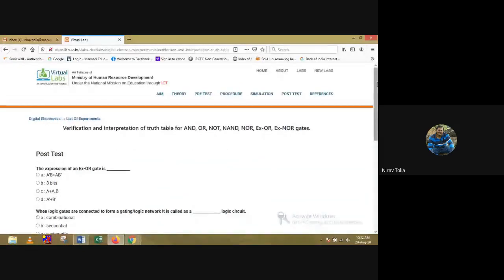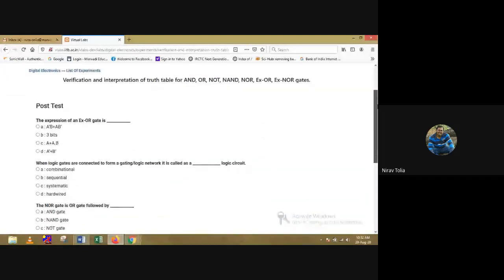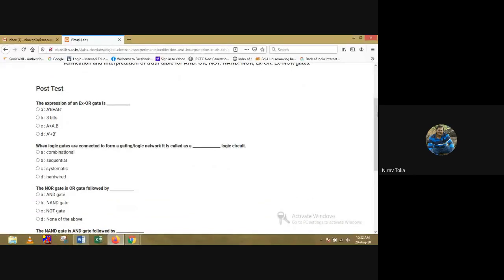Now the first question: the expression of an exclusive OR gate is, so which is the expression of the exclusive OR gate? Either it is A bar B plus A B bar. The second option, B, is 3 bit. The C option is A plus A into B. And the third one is A bar plus B bar. So what is the correct answer? Okay, K gives the answer.